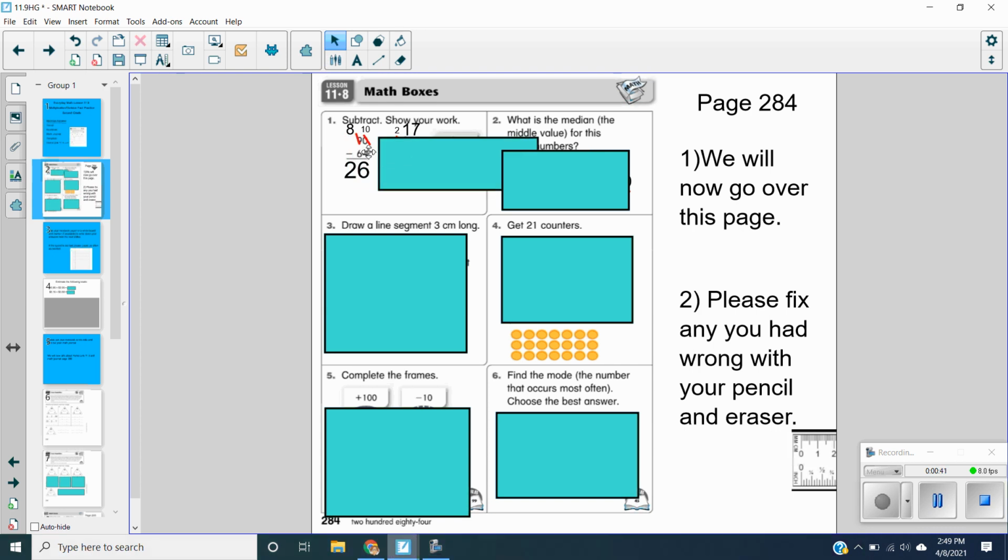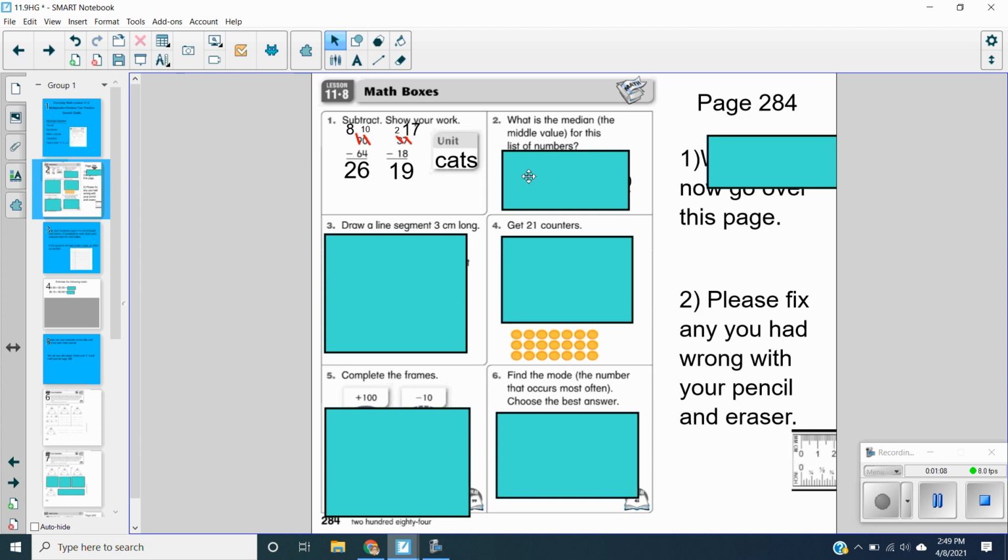I can't do 0 minus 4, so I went next door, I changed my 9 to an 8, and changed my 0 to a 10. 10 minus 4 is 6, and then 8 minus 6 is 2. Then I had 37 minus 18, so I went next door, I changed my 3 to a 2, my 7 becomes a 17, 17 minus 8 is 9, and then 2 minus 1 is 1. The unit I chose to use was cats.